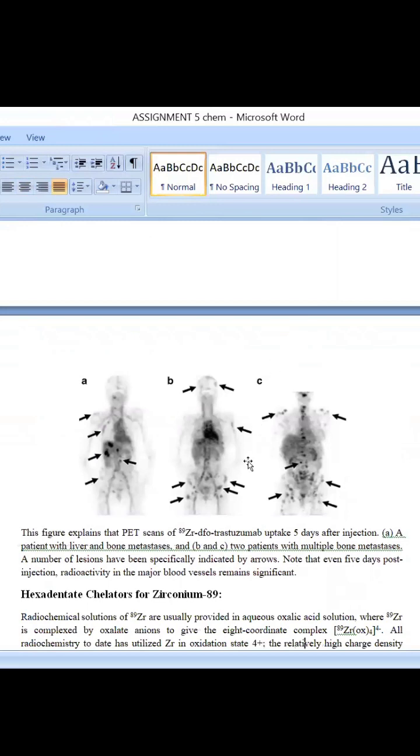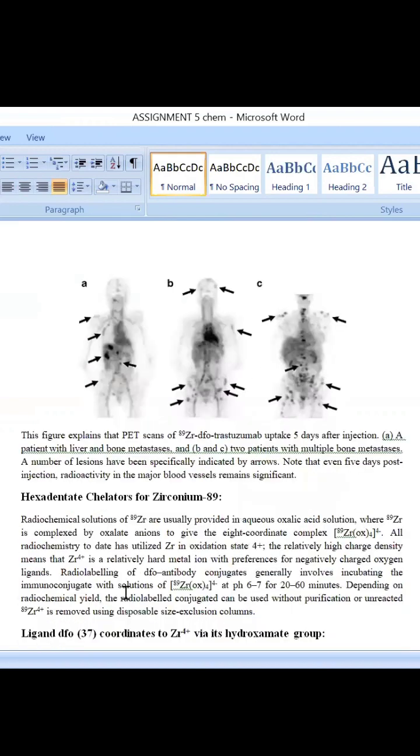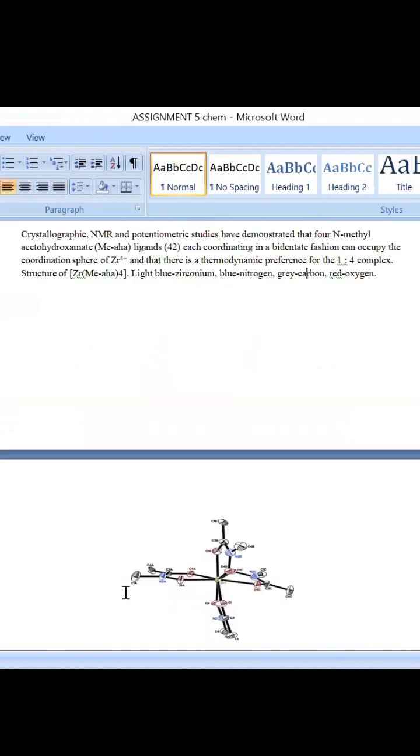This figure shows PET scans of zirconium-89 trastuzumab uptake 5 days after injection. Figure A shows a patient with liver and bone metastasis, and B and C show two patients with multiple bone metastases. The next point is hexadentate chelators for zirconium-89.